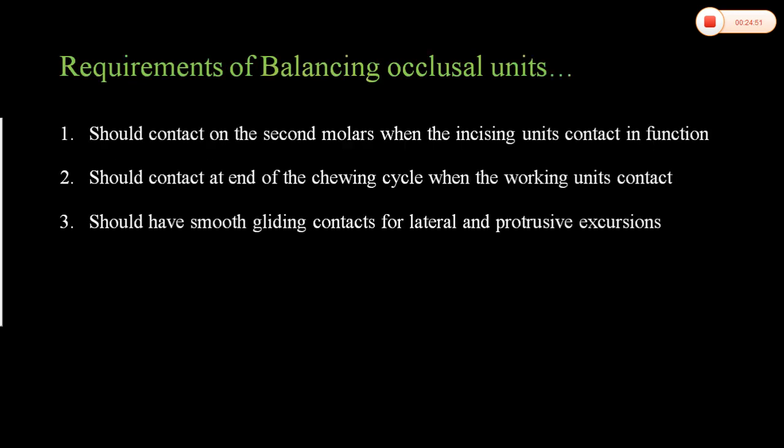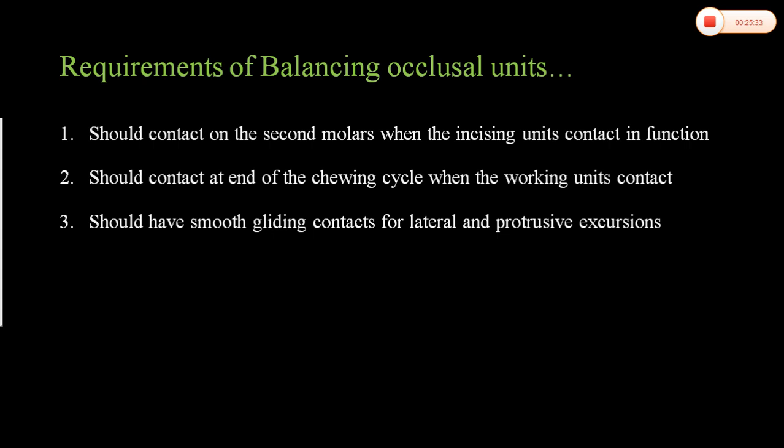Next, requirements of balancing occlusal units, meaning on the non-working side, how the occlusal units have to be. They should contact on the second molar when the incising units come into contact in function. When the patient uses anterior teeth for incising, the second molar on the balancing side should be in contact, so that the dentures will not lift posteriorly. If there is no contact posteriorly, the denture bases will be tilted or lifted posteriorly.